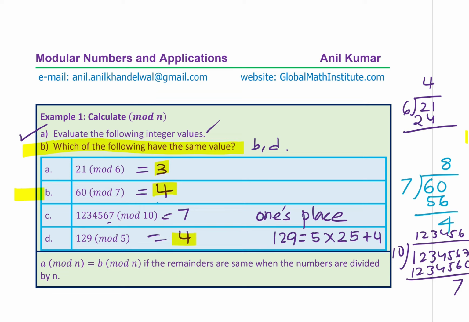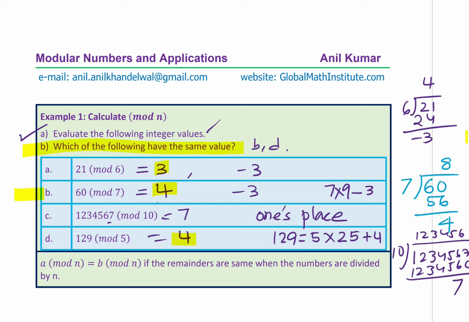Could you do that? Yes, we could. And when you do that, you get minus 3 as your remainder, correct? So we could write this also as minus 3. So this value of mod 6 of 21 is 3 or minus 3. Do you get the idea, right? Let's do for mod 7. For 60, we know 7 times 9 is 63, right? And if you take away 3 in that case, you get 60. So it is minus 3 again.